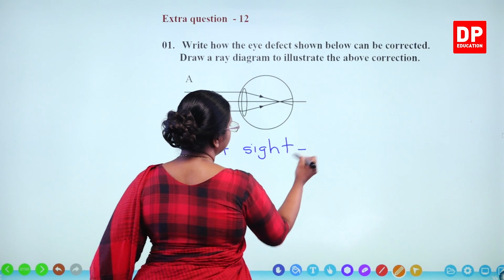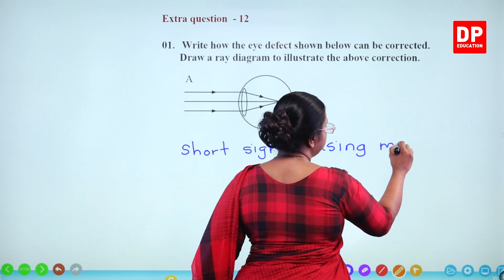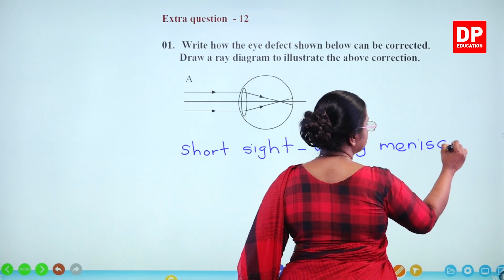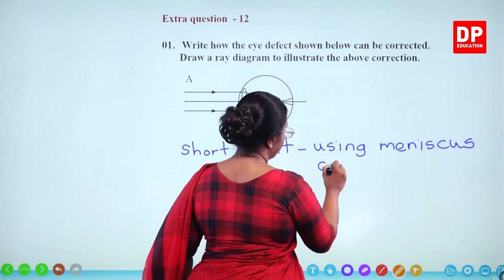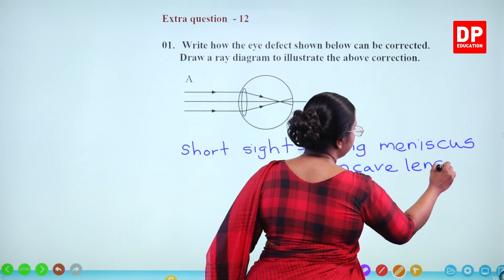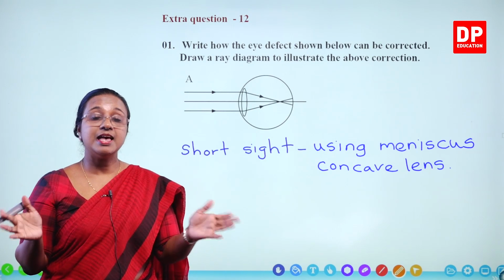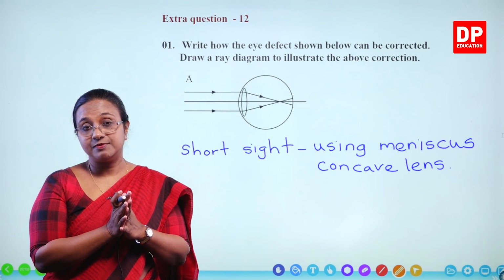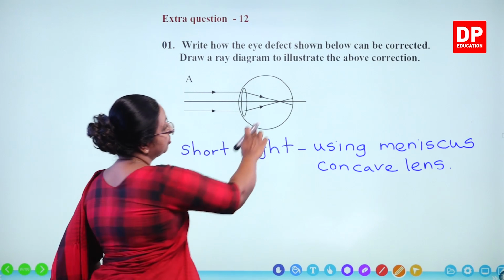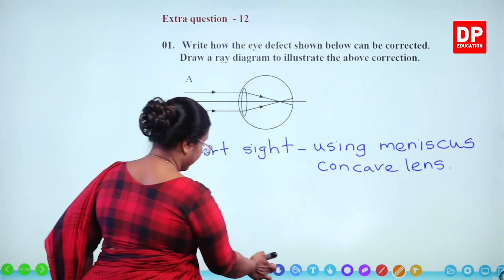How can we correct it? Using meniscus concave lens. Why do we use concave lens? So that they can diverge the rays and then again it can be converged onto the retina. So that the image will form slightly behind, on the retina.